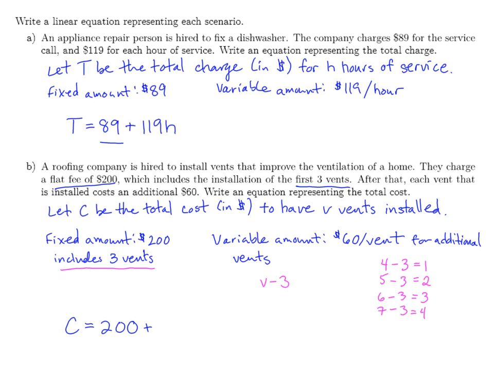So completing our equation representing the total cost, we have that 200 plus, and then now we're going to take 60 times V minus 3. Again, V minus 3 representing the number of vents over 3 that we have.